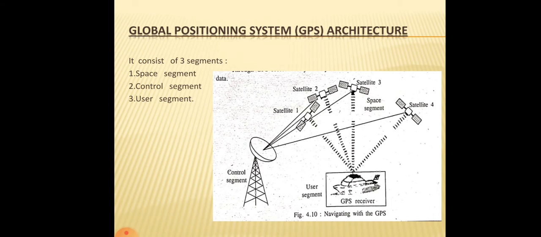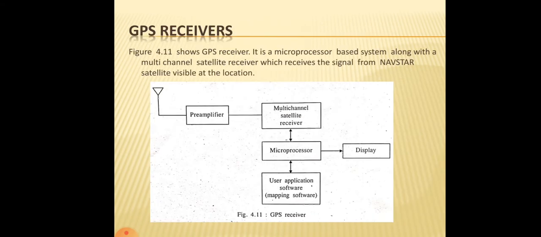Then next we will study the GPS receiver. Here you can see the GPS receiver. It is a microprocessor based system along with a multi-channel satellite receiver which receives the signal from the NAVSTAR satellites visible at the location. This GPS receiver is the GPS device we have with us. It will have a preamplifier, multi-channel satellite receiver, microprocessor, application software and a display.